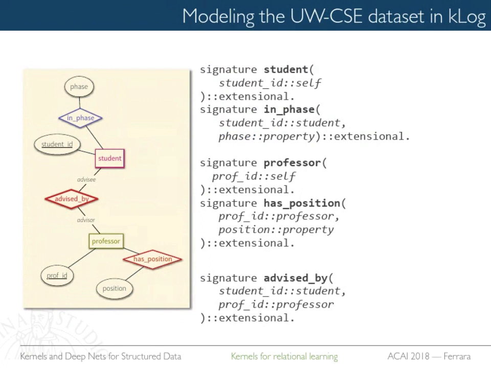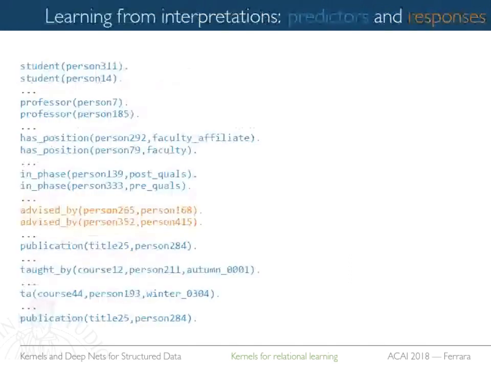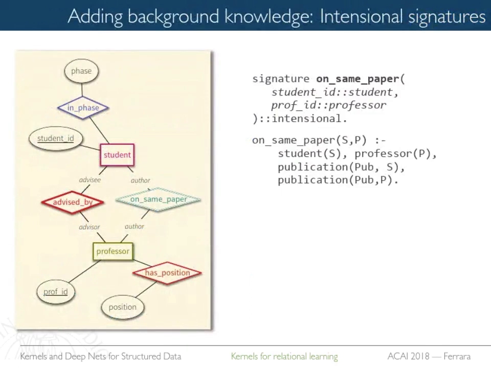This kind of thing that you have in the data set, if you want to use them. Or if you don't want to use them, you don't declare them here, but you use them in the intentional signatures. Intentional is what? For example, this is an example of an intentional signature, right? On same paper.